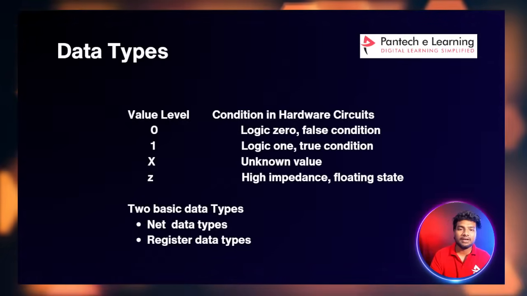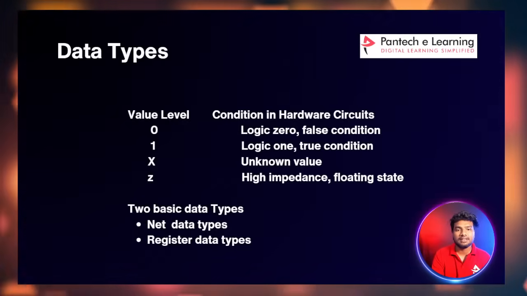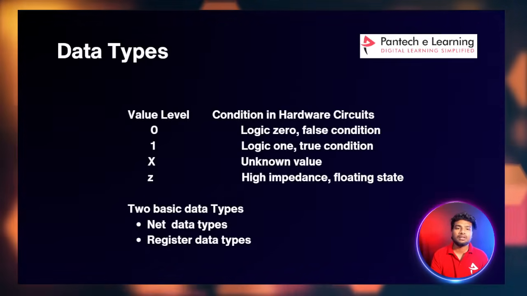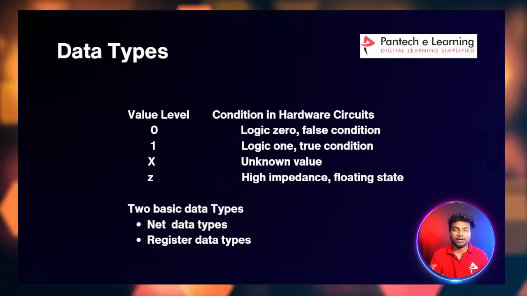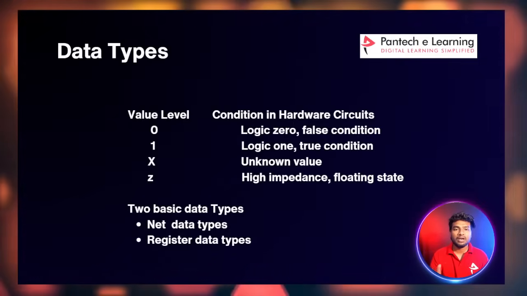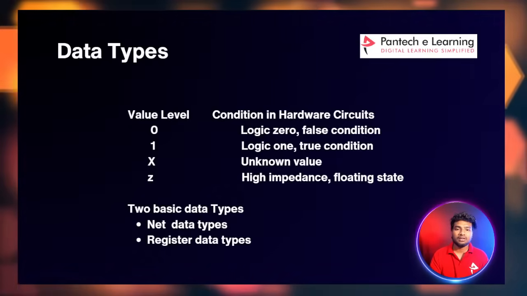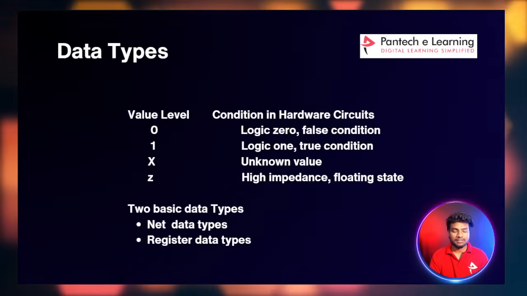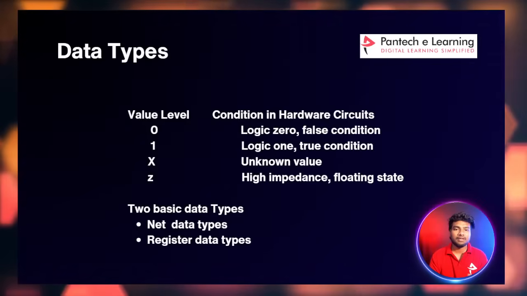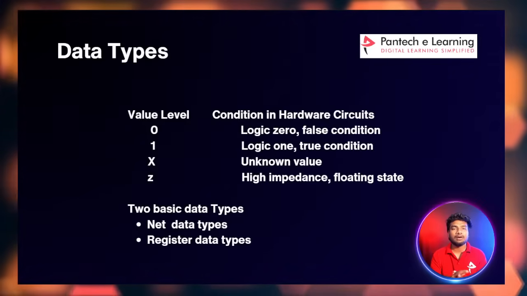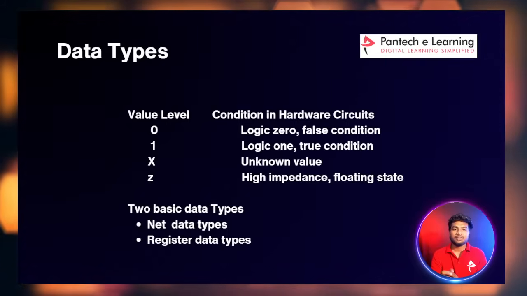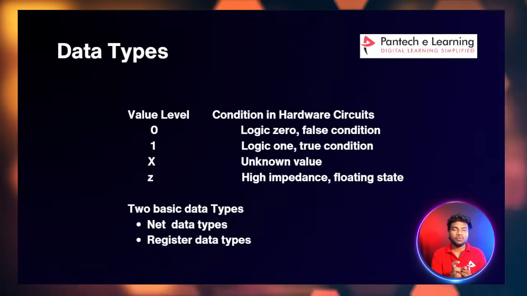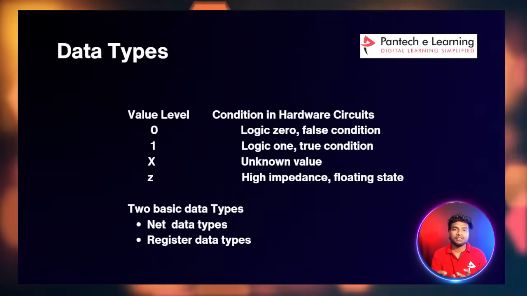Each data type has some states. For example, I am declaring a signal as a reg and also as a wire, so I am using two data types for particular signals. In reg a, a is the variable or signal name, and reg is the data type. So I'm using the register data type to make one signal a.